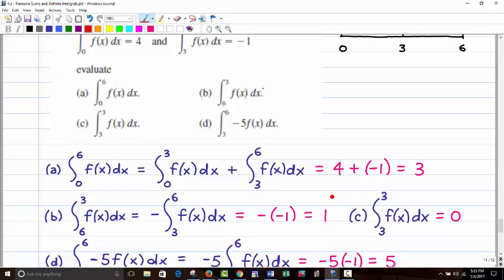And the next one, 3 to 3. Okay, super simple there. If you know that property, upper and lower are the same, the answer is automatically 0.